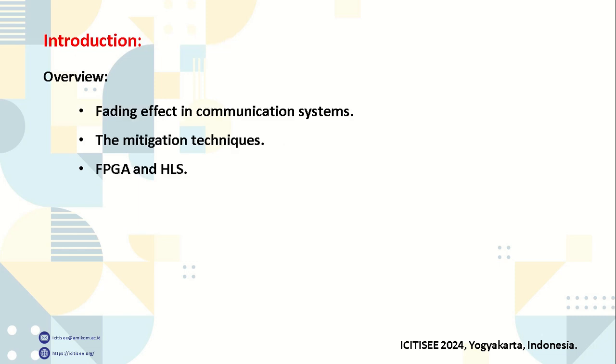Introduction. First, multipath fading is one of the most important effects in communication systems. It degrades and limits the system performance. DS, or direct sequence CDMA, is one of the techniques that can be used to mitigate its effects. FPGA, or Field Programmable Gate Array, is a reconfigurable integrated circuit that can be used to implement the required hardware.